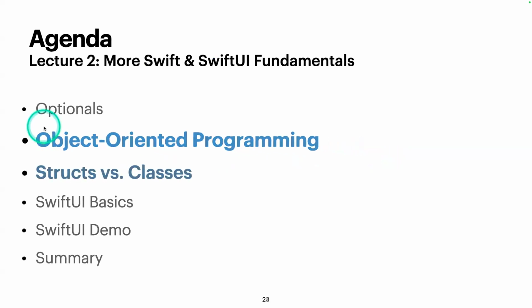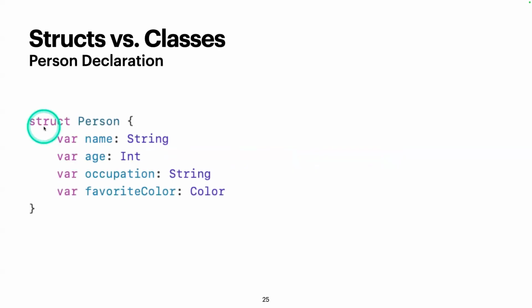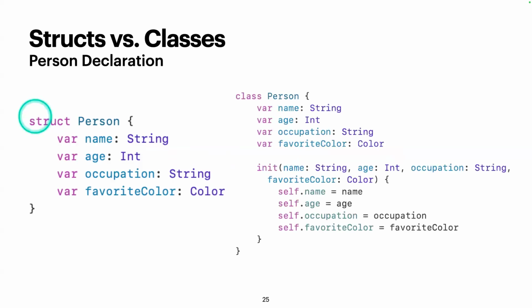So let's talk about the differences between structs and classes. This is how you would declare this person with a struct. Here's what you do with a class in Swift. One of the main differences is that you have to declare an initializer, whereas a struct has one built in.